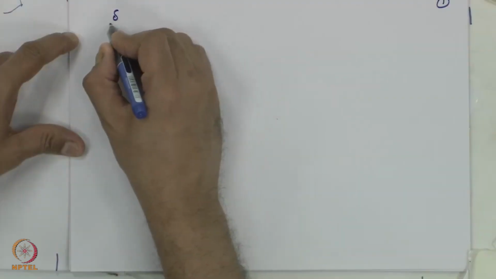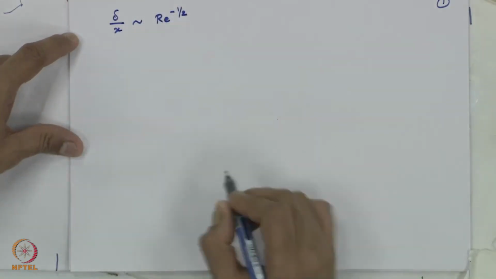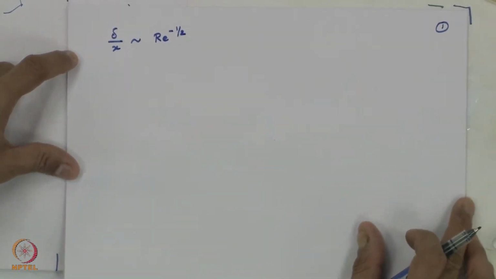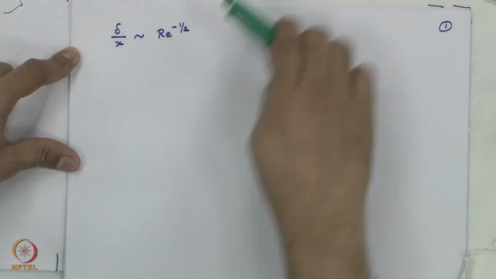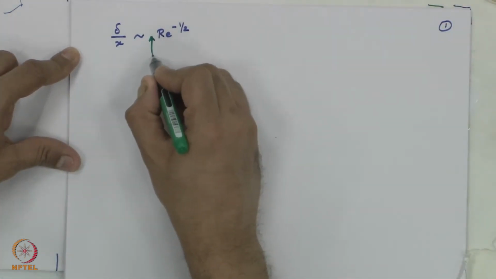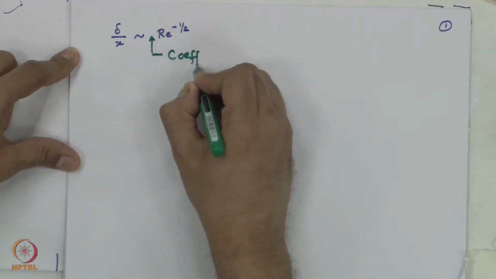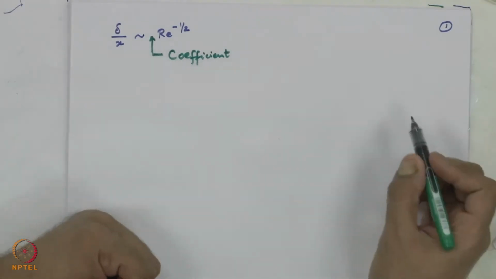Scaling analysis gave us an order or estimate of quantities. Say for example, we could say boundary layer thickness delta over x is of the order Re to the minus 1/2. Scaling analysis was able to give me something like this. So, this tells me that it is going to vary as Re to the power minus half, but it does not tell me the value of this coefficient in front, which is important for us to find out how exactly delta is going to vary.